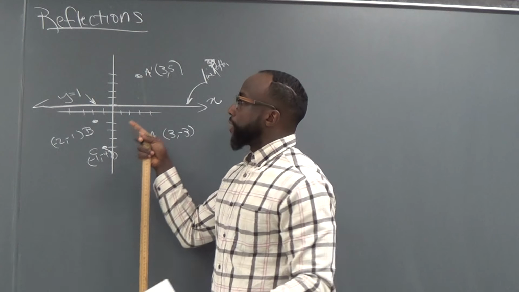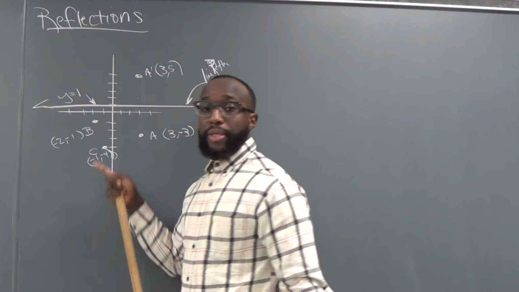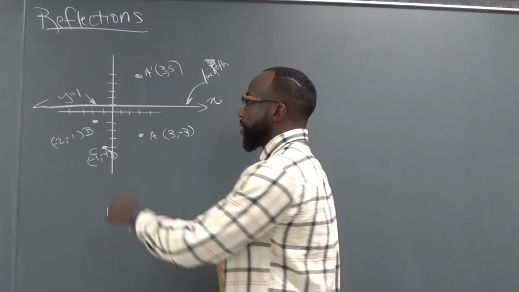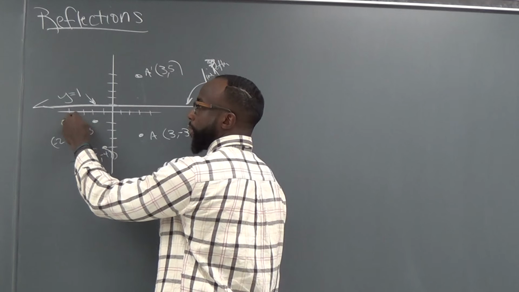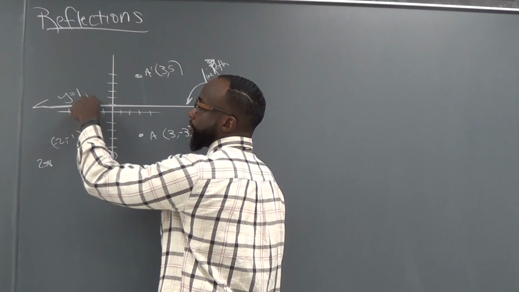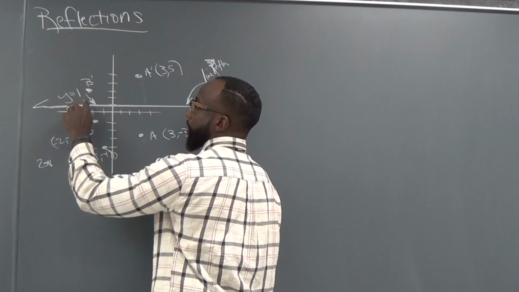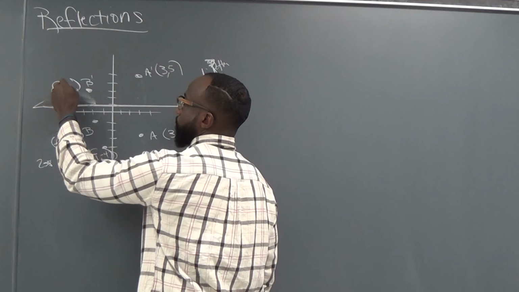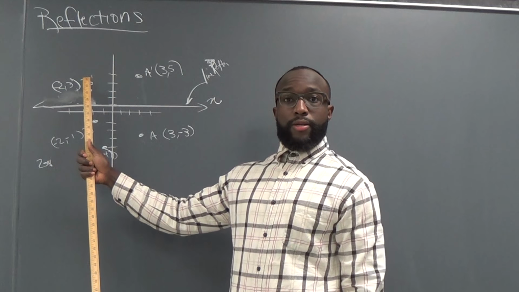Again, the way that you find the images for B and C is you count how far away you are from the line of reflection, which is at 1. If this is at -1, that's 0, 1, so we're 2 spaces away from the line of reflection. From here, we'll go 2 spaces above, 1, 2. So B prime would be here at -2, 3, 2 spaces from 1.